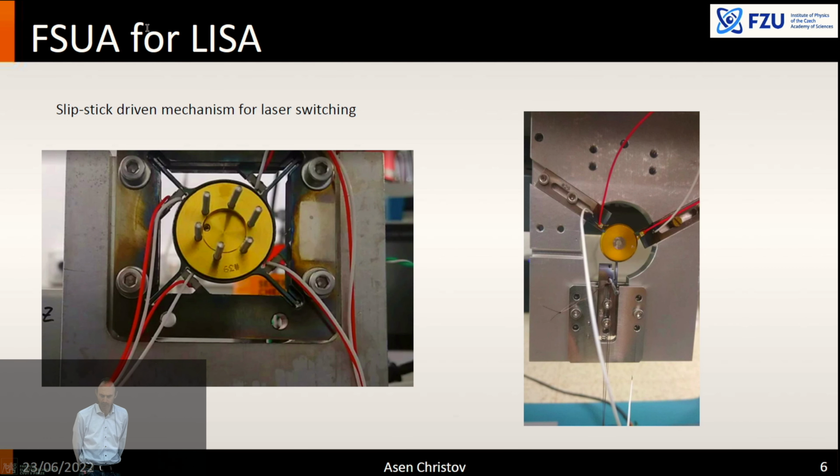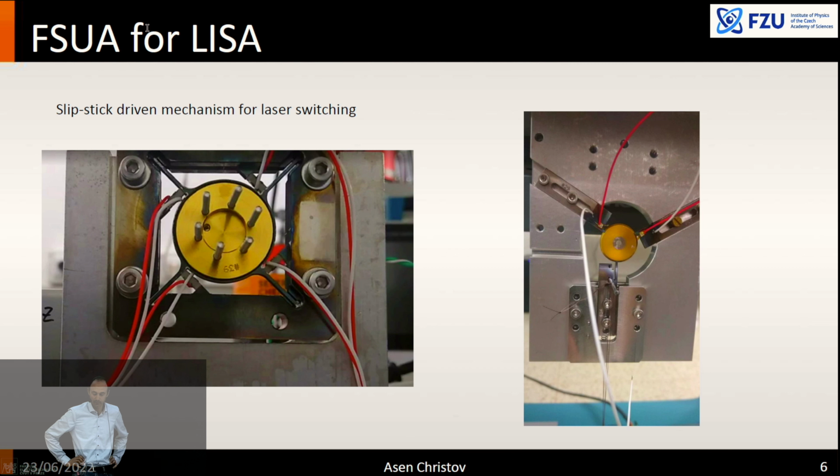I'll quickly go through another project, which is the FSUA unit for the LISA mission. Jirka already mentioned the LISA mission. The FSUA is a mechanism which is supposed to switch between the main and the backup laser, which poses additional challenges to what would already be a challenging project, because LISA has very strict requirements. This thing is supposed to sit there for a couple of years and then, if something goes wrong, move, which can introduce other problems like cold welding in vacuum and so on.